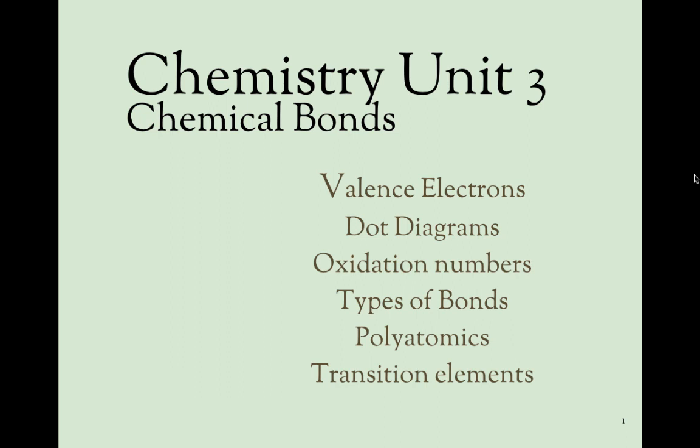Hi, welcome to Chemistry Unit 3 on chemical bonds. Today we're going to start 3.1. This will be 3.1a. And we're going to talk about valence electrons, dot diagrams, oxidation numbers, types of bonds. And then next time we'll be talking about polyatomics and the transition elements.